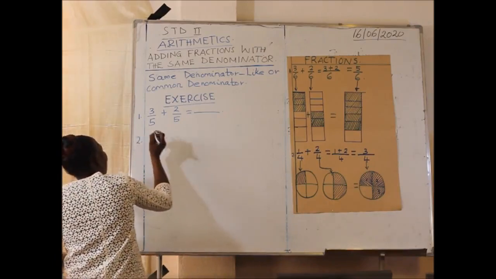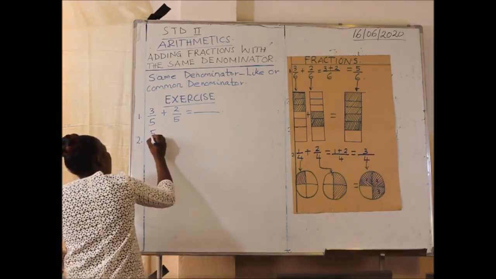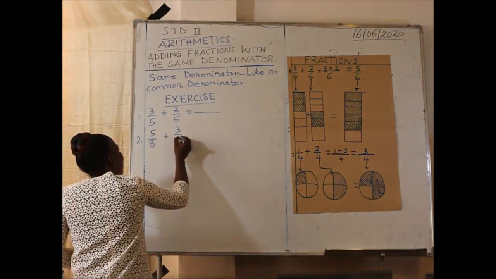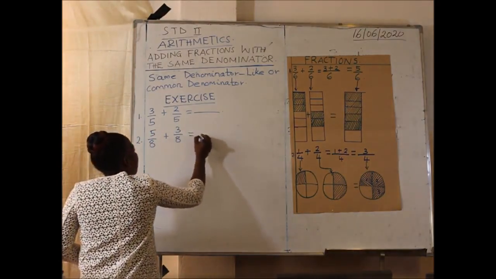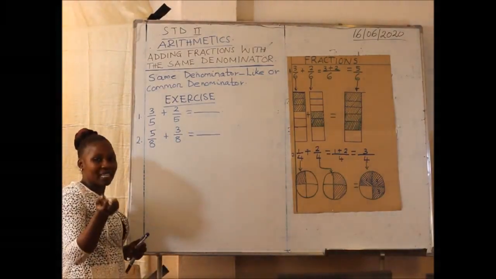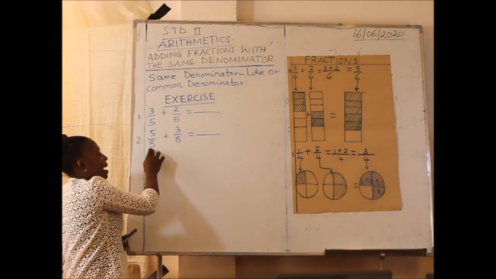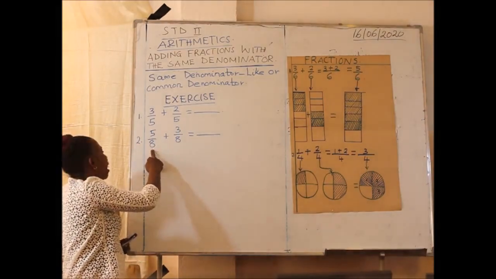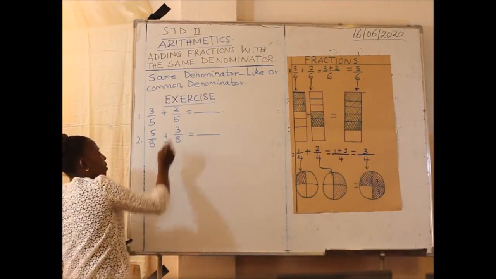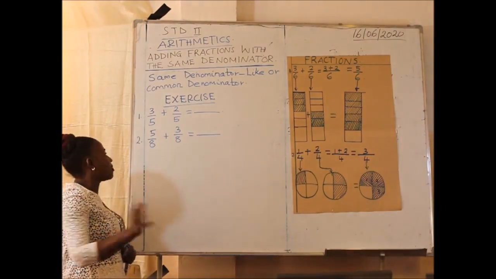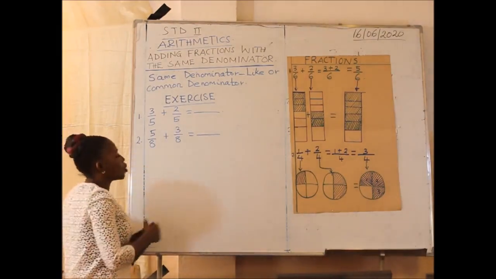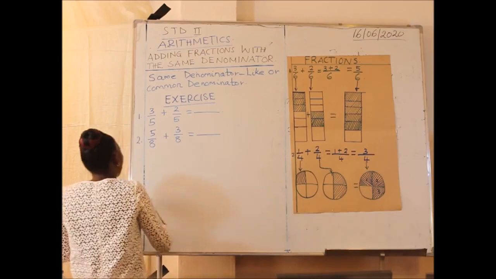Question number 2. 5 over 8 plus 3 over 8. Means that we have a shape or item with 8 equal divided parts. Out of these 8, 5 are shaded. And as for this one, 8 equal parts, but 3 parts are shaded or omitted in a real thing. So what will be the answer? You have to follow the same procedure.